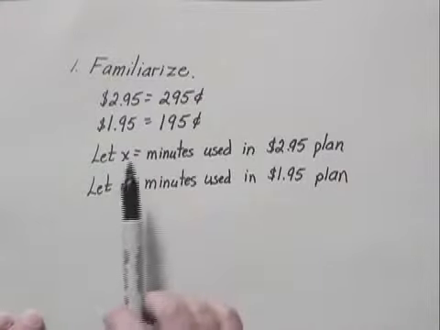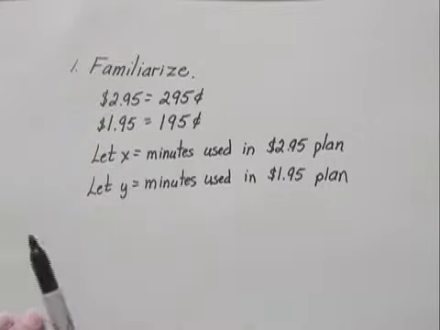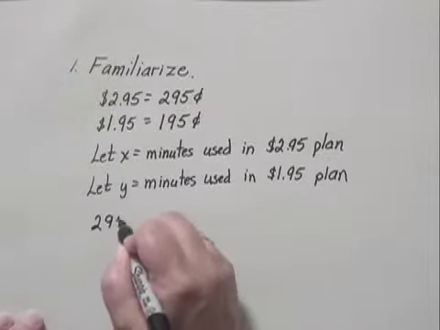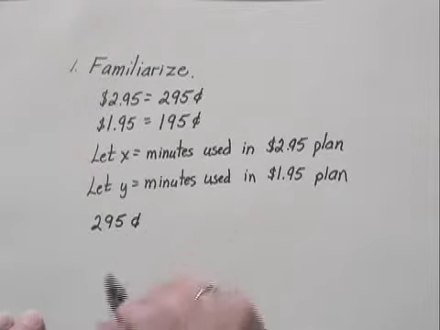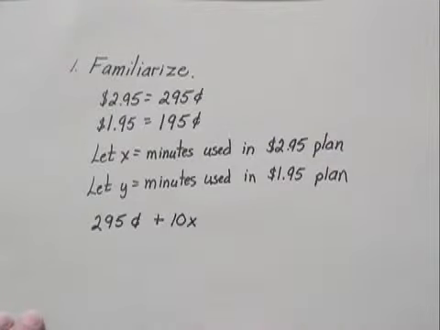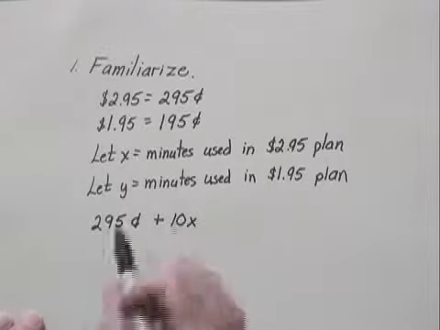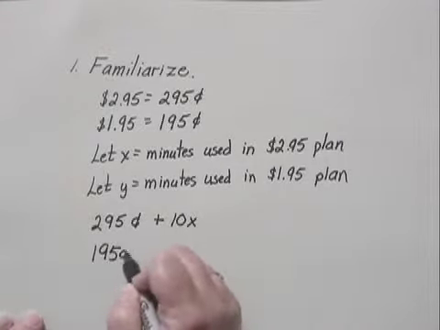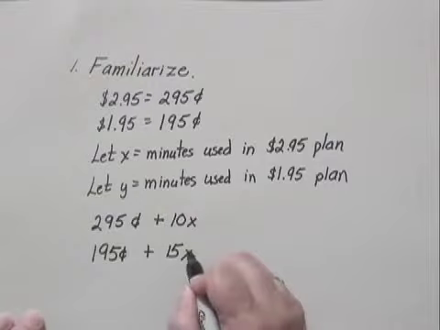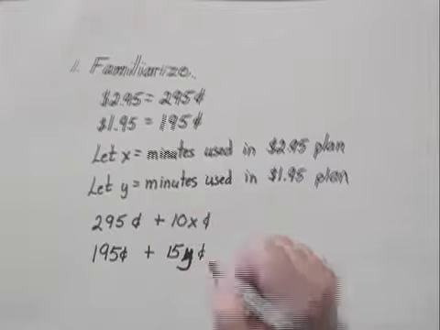So let's think about this. How much will it cost for X minutes in the $2.95 plan? Well, using cents, we would have 295 cents plus 10 cents for each minute, and using 195 cents for the other plan, we have 195 cents plus 15 cents for each, well, that's a Y, for each minute. And that would be also in cents.